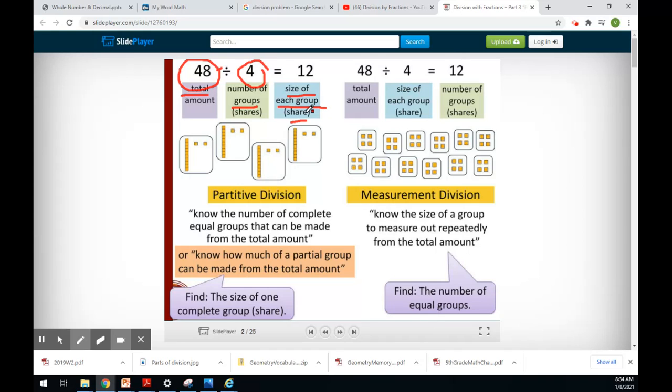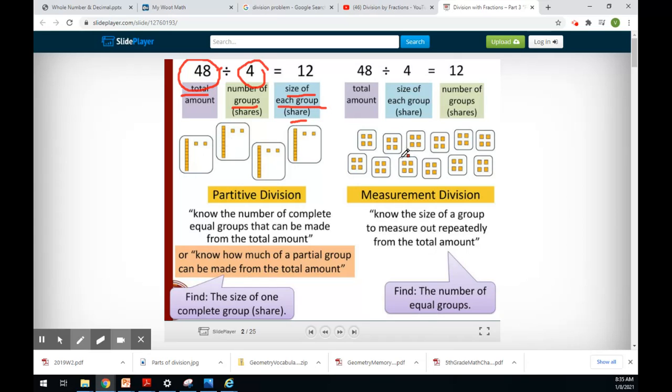We've talked about partitioning a lot, right? We use that word a lot in math, and we've been using it a lot with fractions and decimals. So this is that sharing type of division where we're figuring out how much we can share to each friend. Another quick way to think about it is total divided by a group gives me my each. So we know the number of complete and equal groups, we know the total amount, and we're figuring out the size of each share. We can see that in our picture: we see 48, and each friend is going to share 12 cookies.